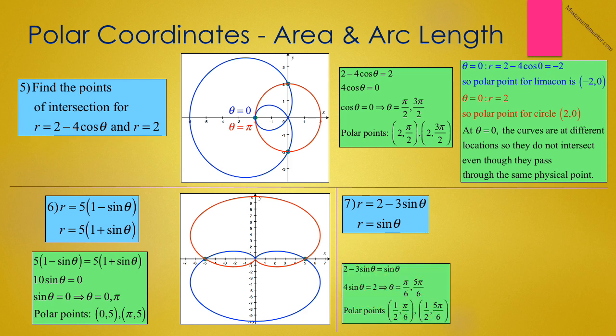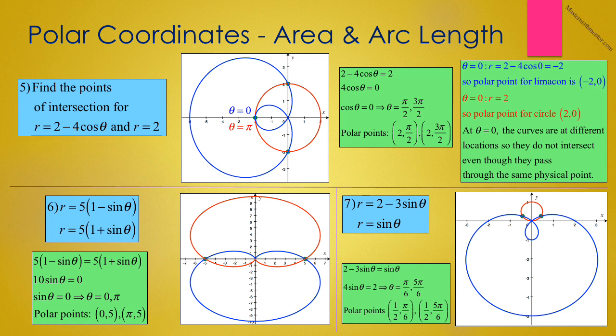On number 7, we have r is equal to 2 minus 3 sine theta, and r is equal to sine theta. To find the points of intersection, we set them equal to each other, and we get 2 minus 3 sine theta equals sine theta, or 4 sine theta equals 2. Sine theta is equal to 1/2, and therefore theta is equal to pi over 6 and 5 pi over 6. So our polar points are (1/2, pi over 6) and (1/2, 5 pi over 6).